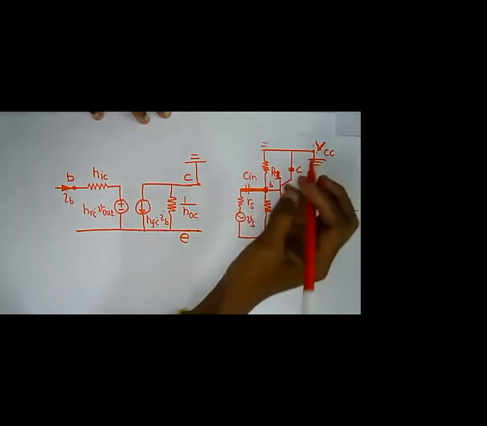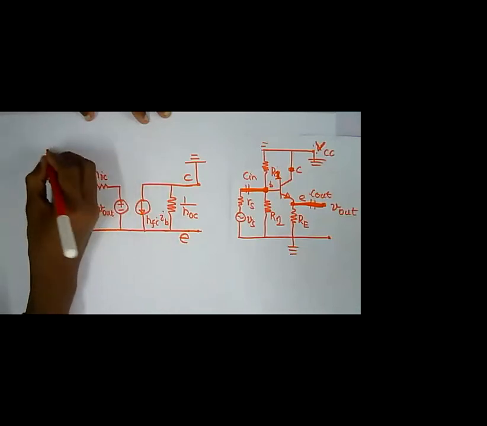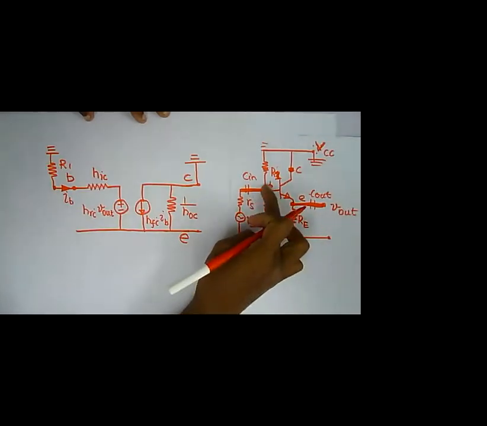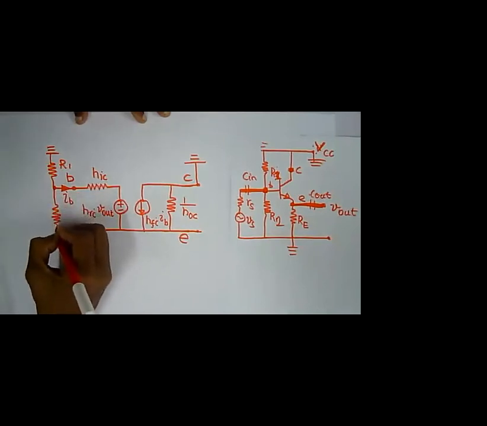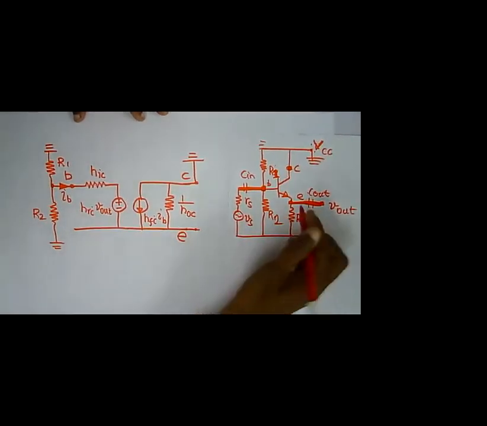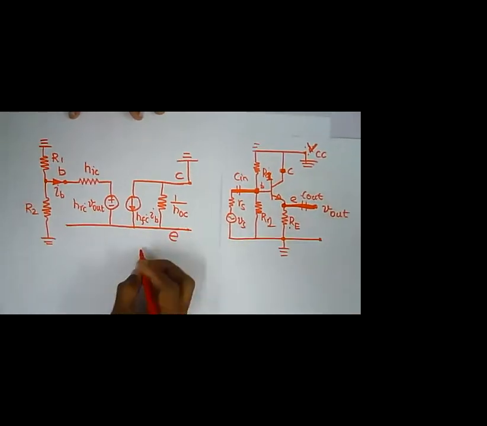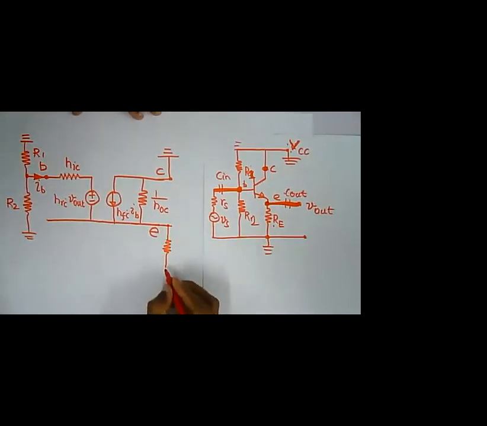If VCC is grounded, this one is also grounded, right? From base to R1, that is also grounded. Again, see here, from base to R2, which is also grounded. And then look here, from emitter to RE and grounded, right? This is my emitter, so I have RE and then grounded.